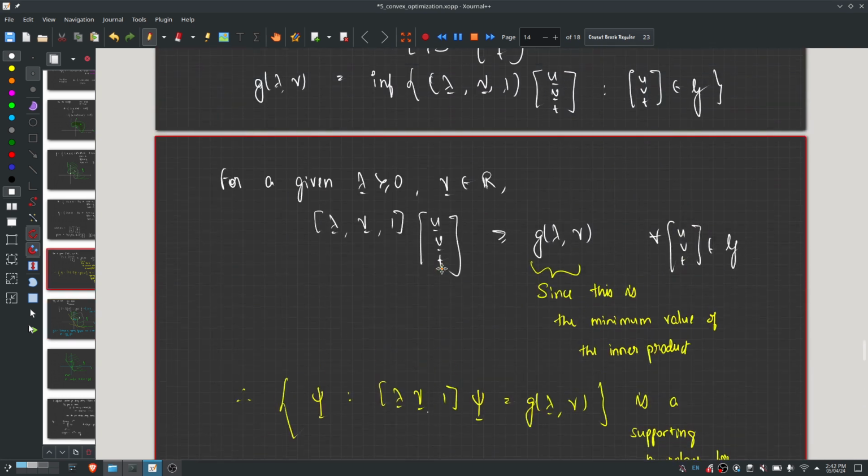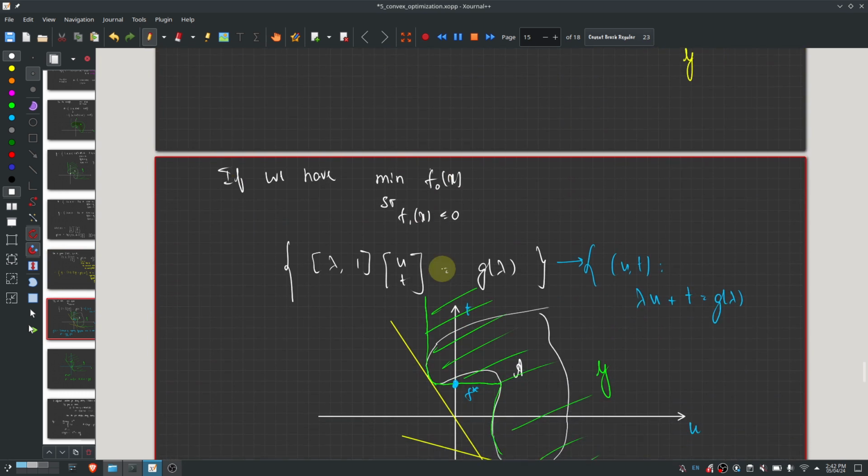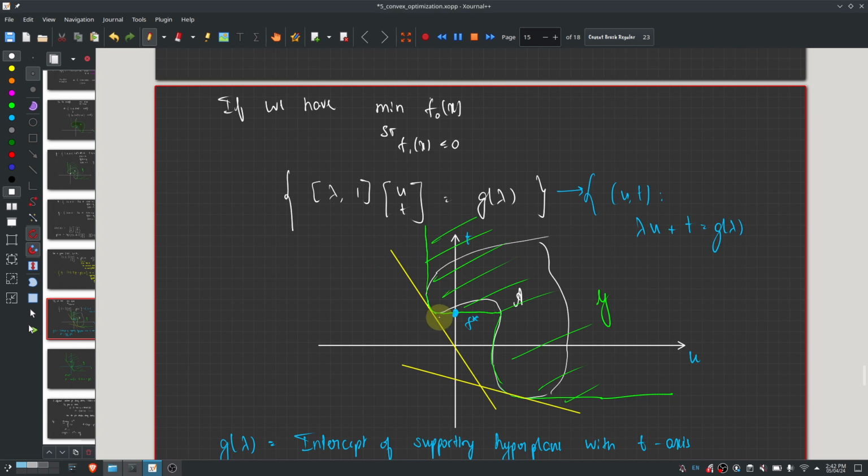So you can interpret g of lambda, nu as the intercept of some supporting hyperplanes to the set A, but not all supporting hyperplanes. You will see that there's an additional restriction to be imposed on that, and it makes most sense to look at G instead of A.